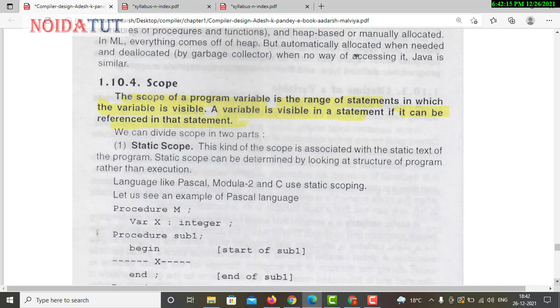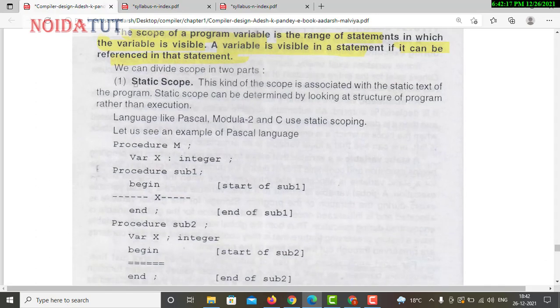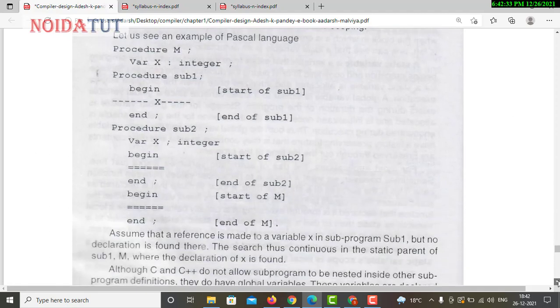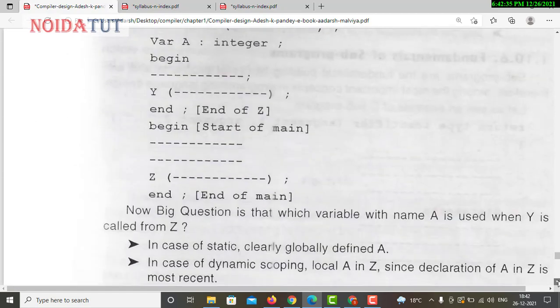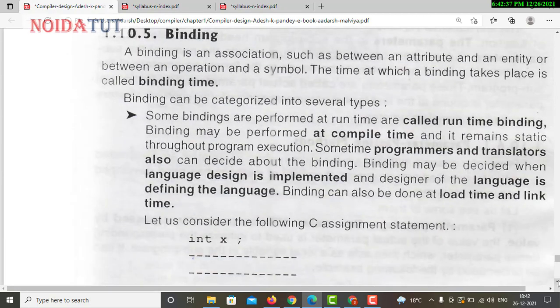Now proceeding further, we have the static scope. This kind of scope is associated with the static text of the program. Static text means we have static variables, the static keyword and functions. Static scope can be determined by looking at the program structure. Now proceeding further, we have almost done with the first chapter.